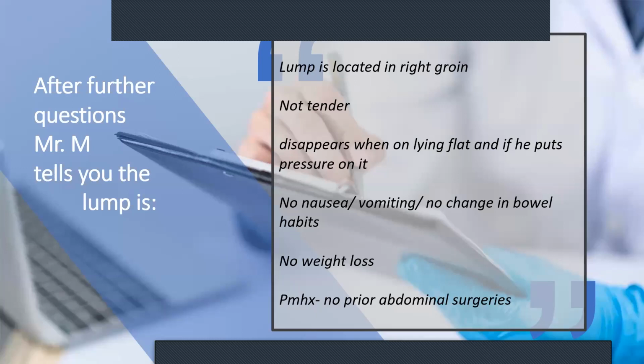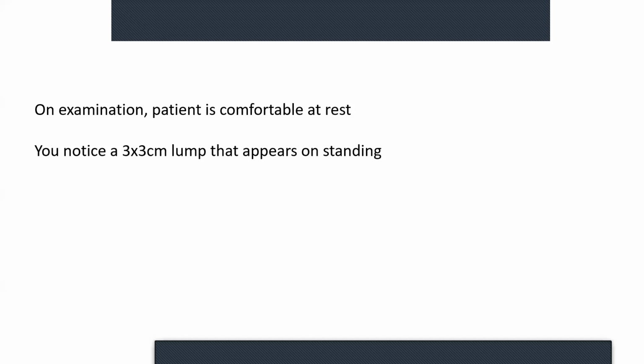So after further questioning, Mr. M tells you that the lump is located in the right groin. It's not tender, and it disappears when lying flat or when he puts pressure on it. He doesn't have any symptoms of nausea, vomiting, no change in bowel habits, and no weight loss. So these are all reassuring because you've essentially excluded most of the red flag symptoms. And he's had no prior abdominal surgeries as well. So on examination, he's comfortable at rest, and you notice a 3 by 3 centimeter lump that appears on standing on the right.